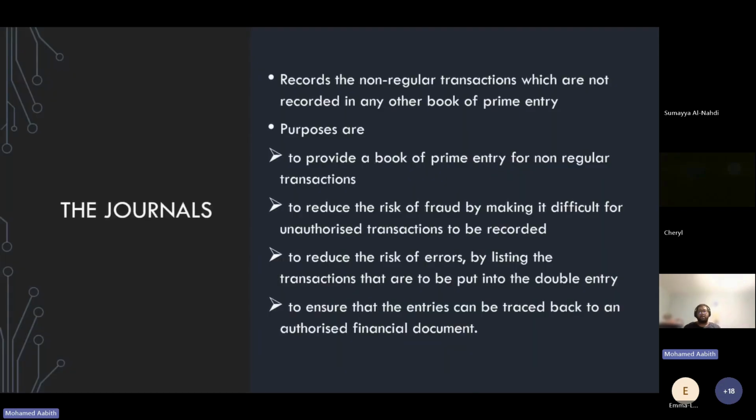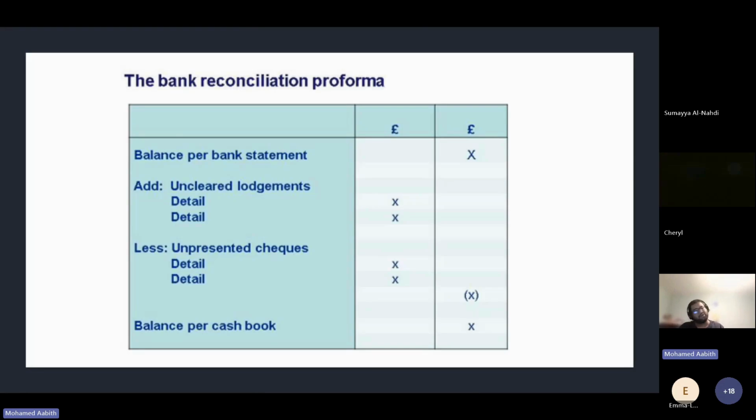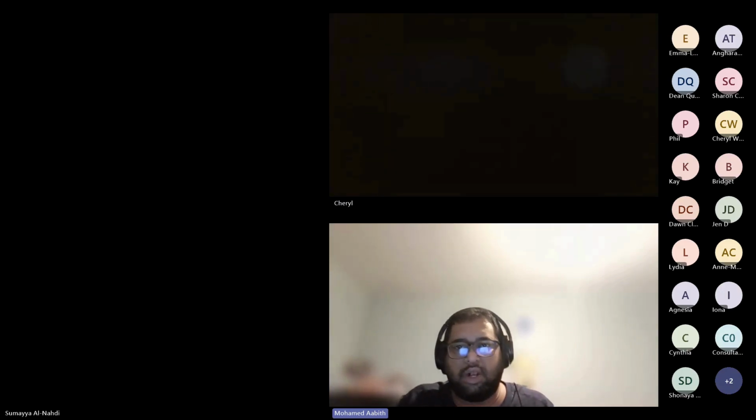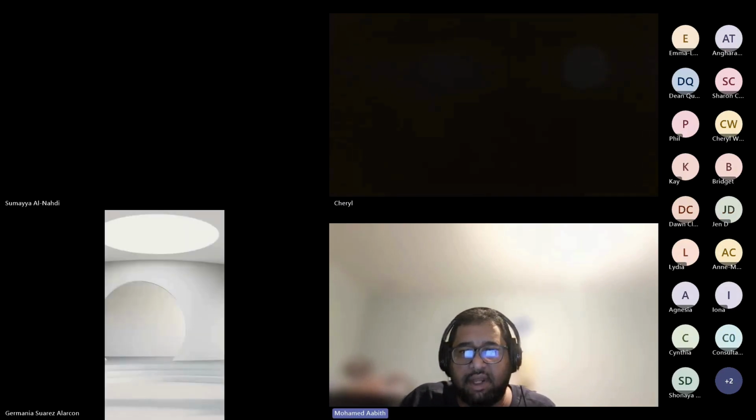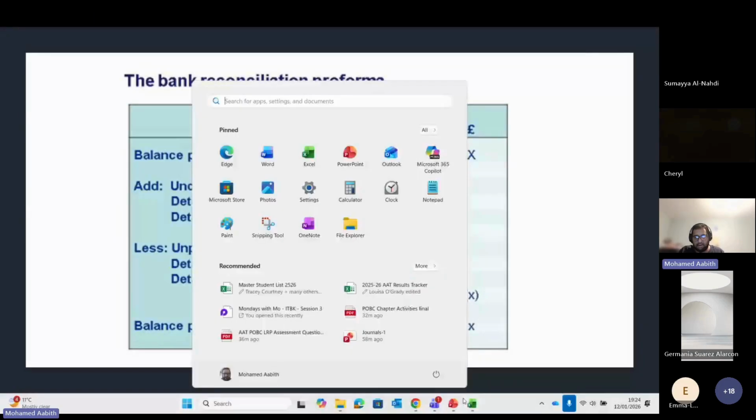Okay, so here, that is the bank reconciliation statement. Let's have a quick look at the question, shall we? So let's say here, share screen, Excel.